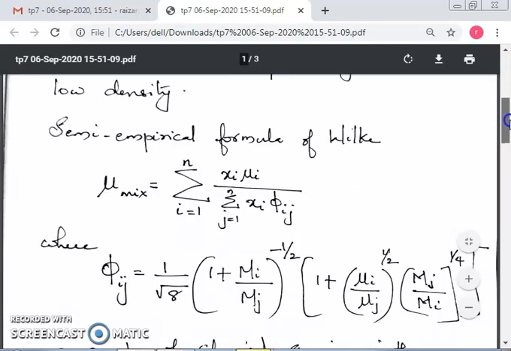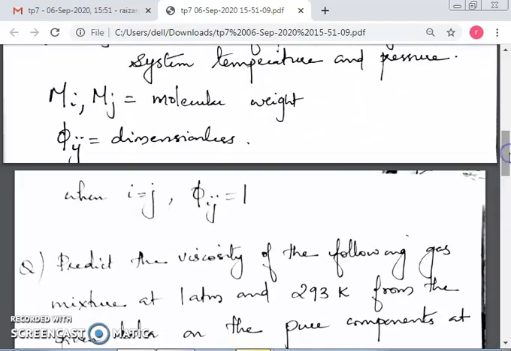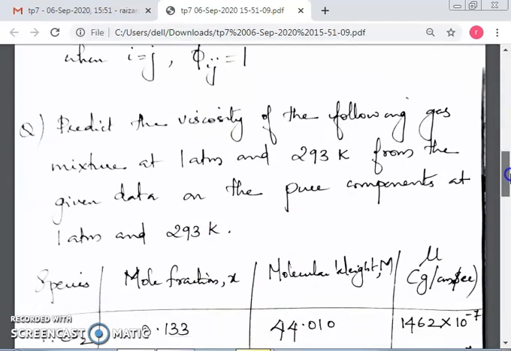So, now we can do a problem based on this. So this is the question. Predict the viscosity of the following gas mixture at 1 atmosphere and 293 Kelvin from the given data on the pure components at 1 atmosphere and 293 Kelvin.